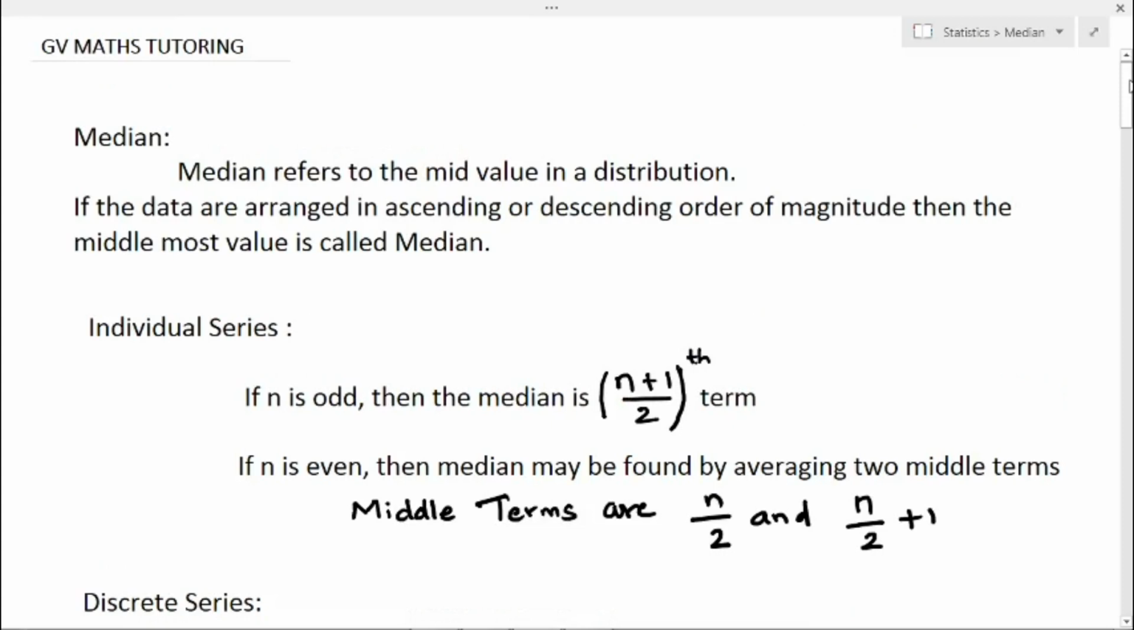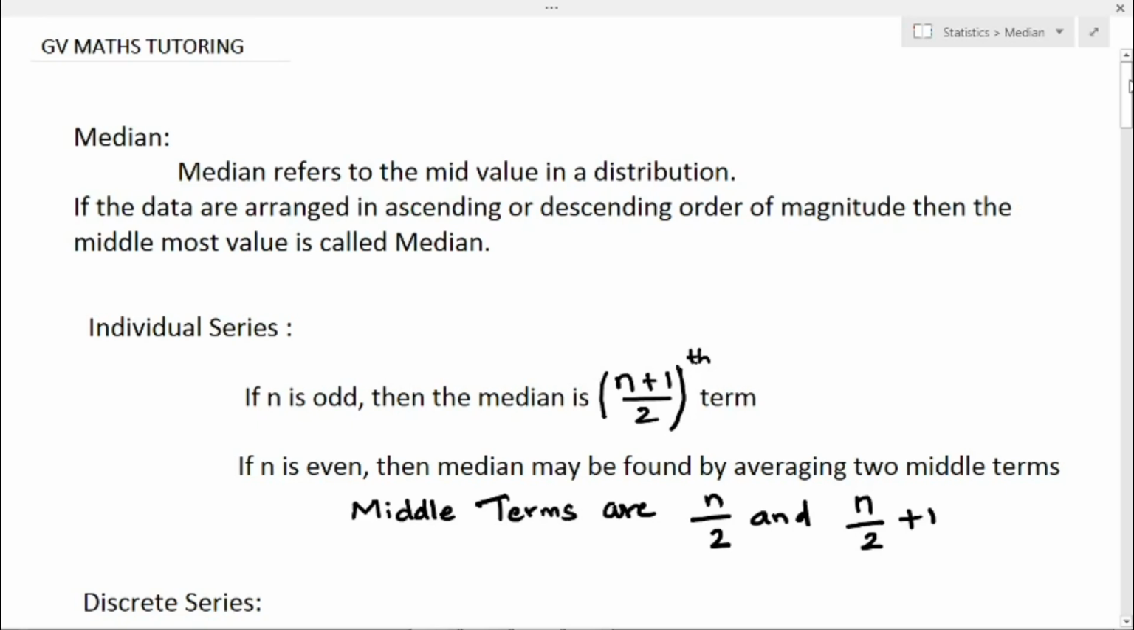In this video, I am going to explain how to determine the value of median. Median refers to the mid value in a distribution. Suppose we have a series of data, first we have to arrange the data either in ascending or descending order. Then the middlemost value is called median.